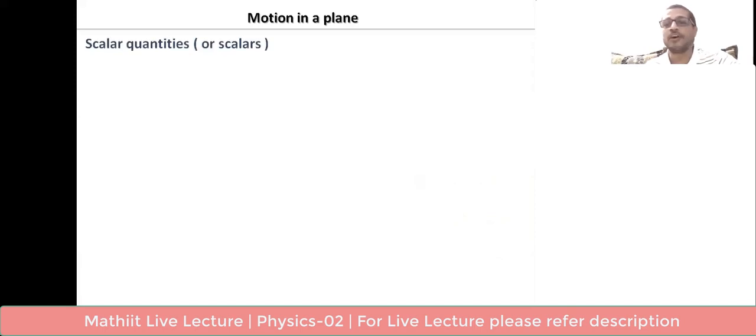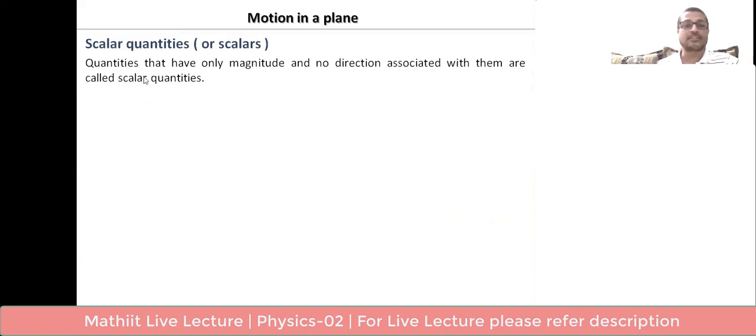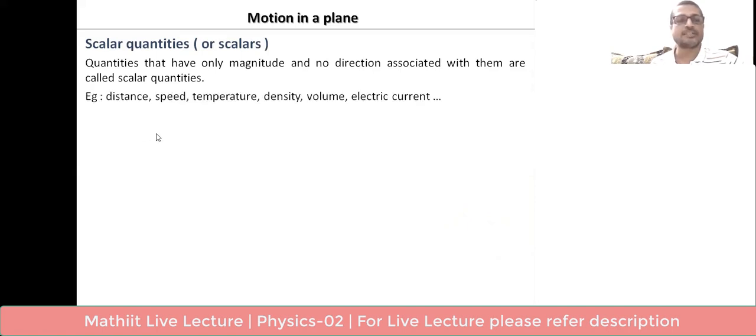We will formally introduce scalar and vector quantities. Yesterday was the first class, so I just went about more like an oral discussion. Scalar quantities, or scalars, are quantities that have only magnitude and no direction associated with them. They are called scalar quantities. Examples: distance, speed, temperature, density, volume, electric current, and so on.